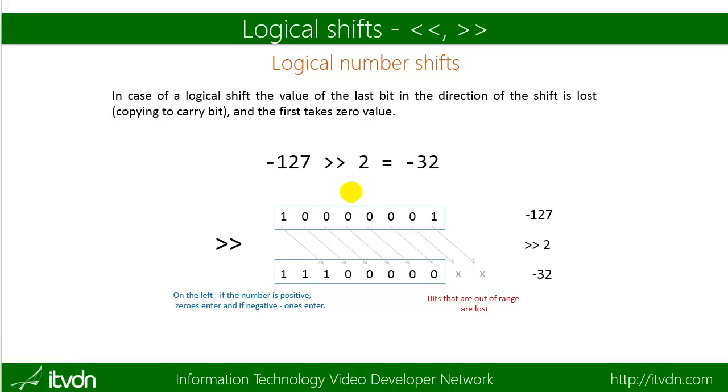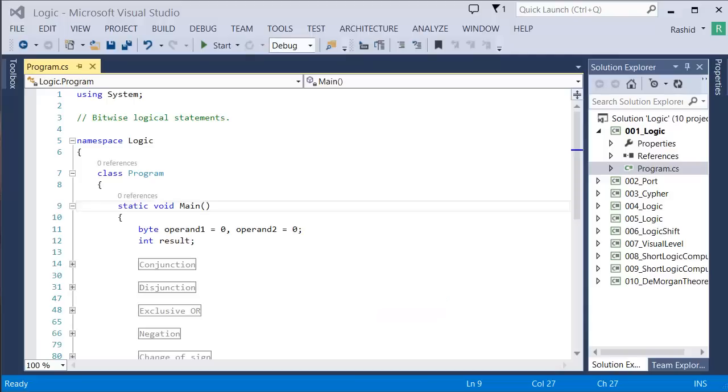Shift to the right, 2 rules also. Bits that go out are lost. Bits that come in from the left are either positive or negative depending on our initial number. If our initial number is positive, zeros come in. If our initial number is negative, then ones come in. And that's simple.